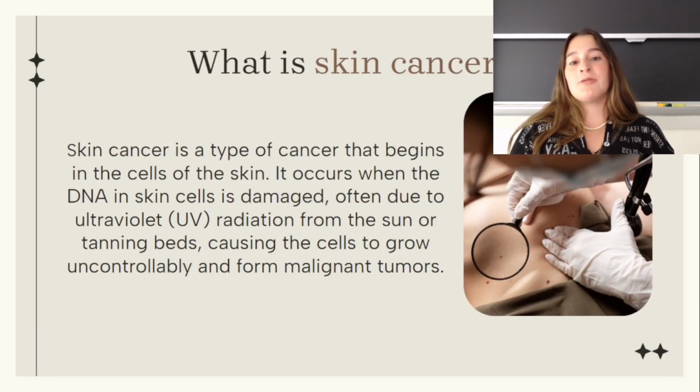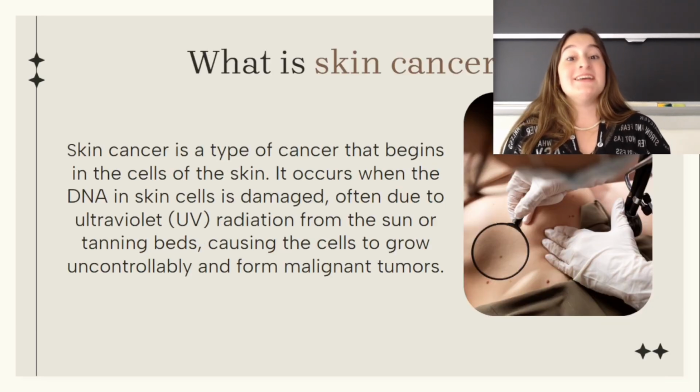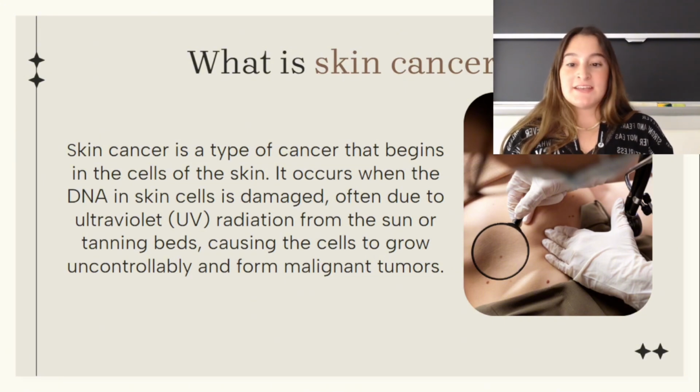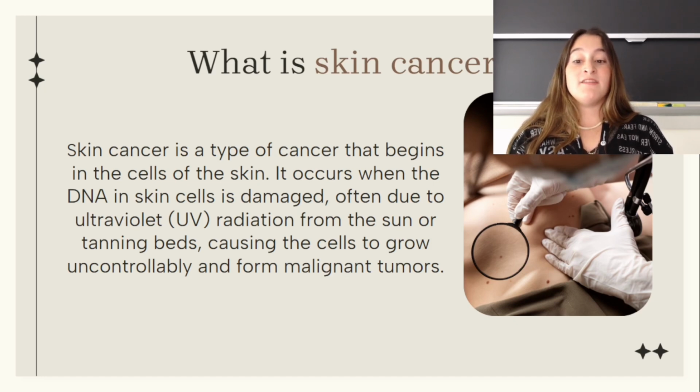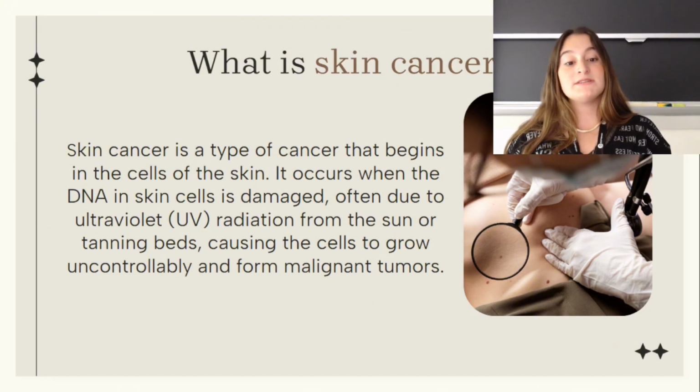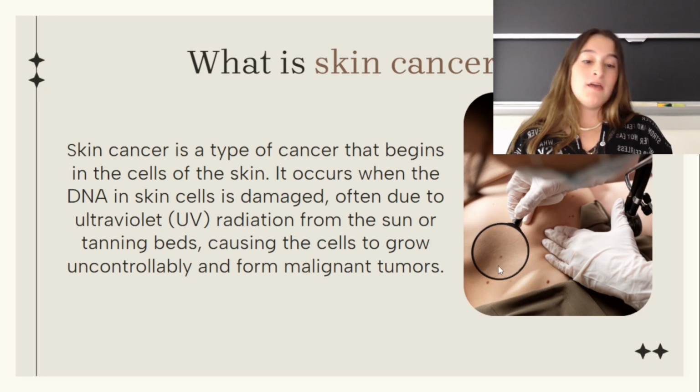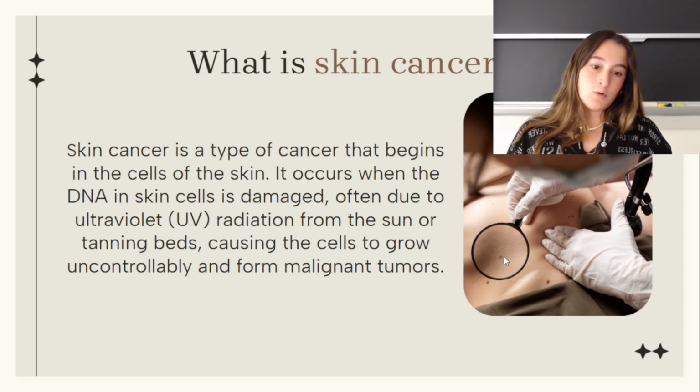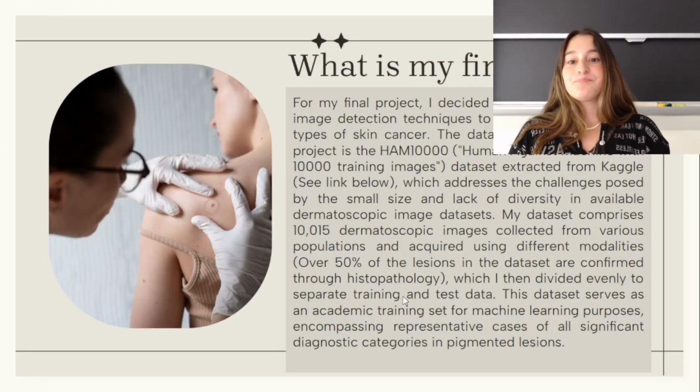So a little bit of background about my project. What actually is skin cancer? Skin cancer, as its name implies, is a type of cancer that begins in the cells of the skin, and it occurs when the DNA in the skin cells is damaged. This can be due to ultraviolet or UV radiation from the sun or from tanning beds, which causes the cells to grow uncontrollably and form malignant tumors, and it can often be seen in the form of little black dots or brown dots around your skin.